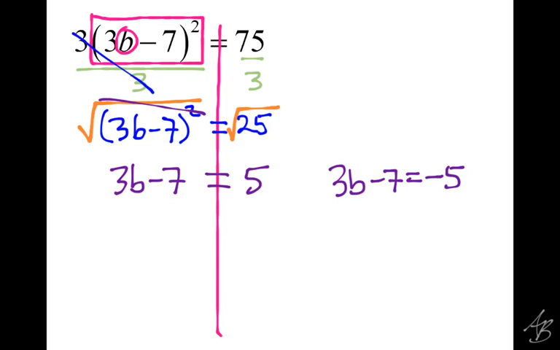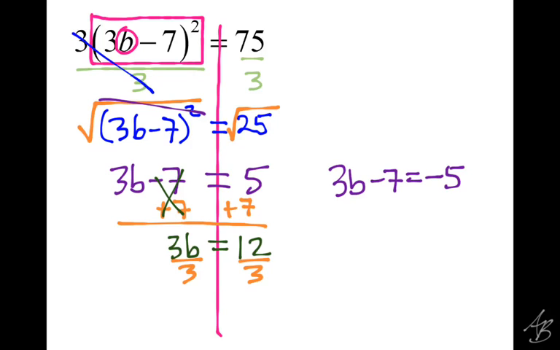Get rid of the negative 7. Yeah, we're just going to solve like we normally do. So let's just continue with this equation over here. We'll get rid of the negative 7 by adding 7 on each side. On the left side, when the 7's cancel, the negative 7 with the positive 7, we get 3b, right? And then on the right side, 5 plus 7 is 12, and then what? Divide by 3 on each side. When the 3's cancel on the left, what is that going to leave? b. And on the right side, 12 divided by 3 is 4. So that's one of your possible answers.